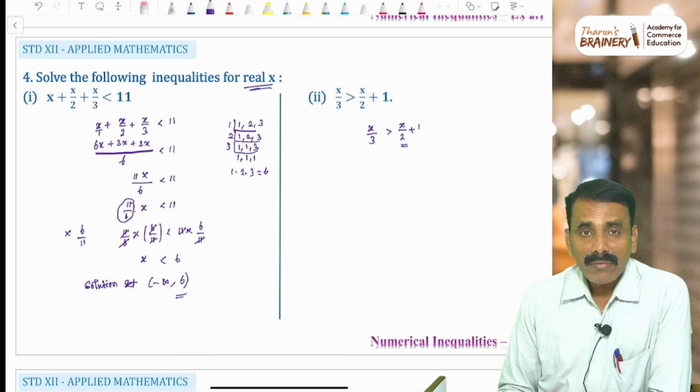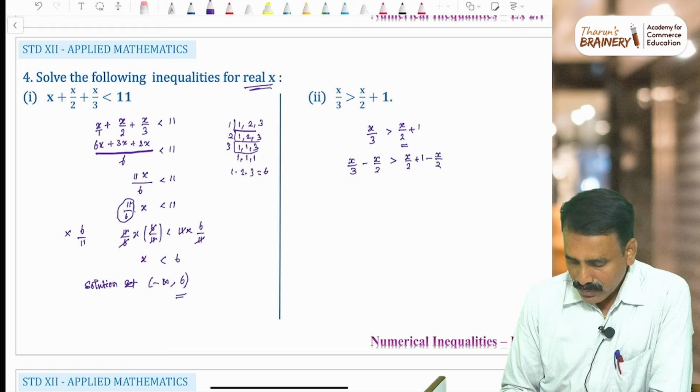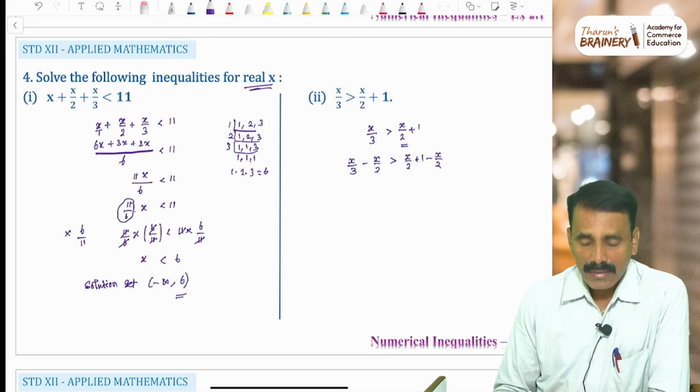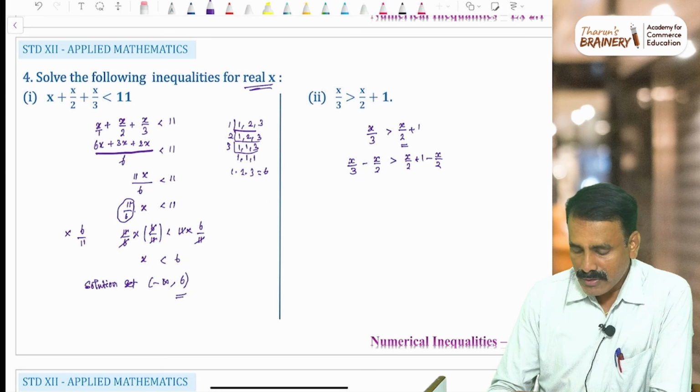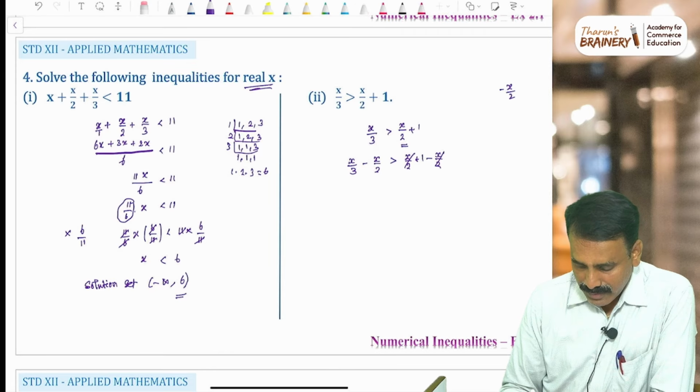Add the additive inverse of x by 2. So, what will you get? X by 3 minus x by 2 strictly greater than x by 2 plus 1 minus x by 2. Okay. I added the additive inverse of x by 2. The additive inverse of x by 2 is minus x by 2. So, x by 3 minus x by 2 greater than, now x by 2 minus x by 2 cancel. Now, we are having x by 3 minus x by 2 strictly greater than 1.